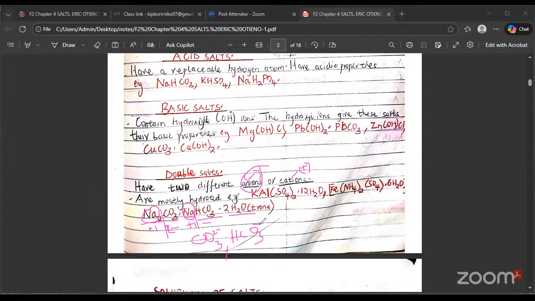Hydrated ammonium iron 2 sulfate. That one is one of the tests for ions. It's normally used to test nitrate, this one. So it is ammonium iron 2 sulfate. Allow me to just do this one. I'm doing only those ones, so ammonium iron 2.